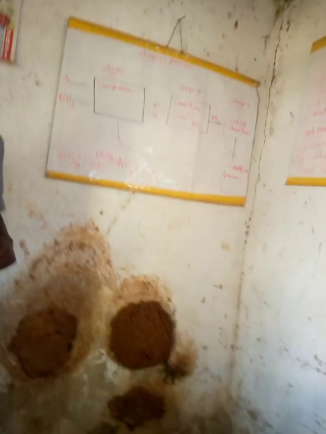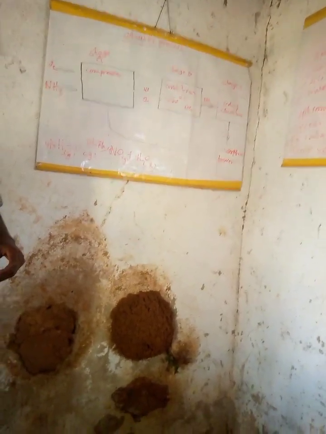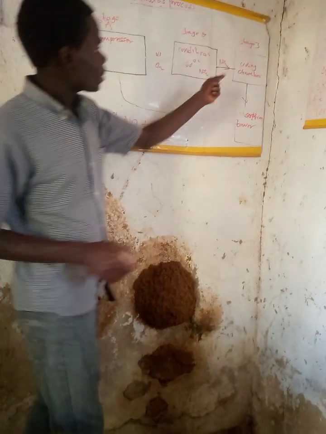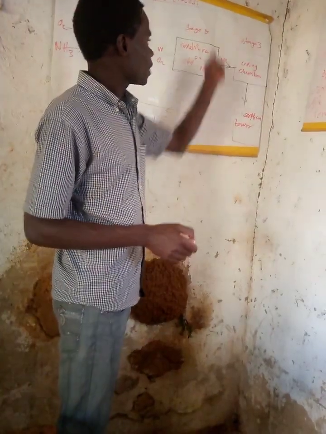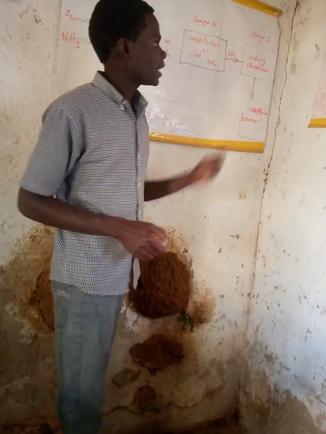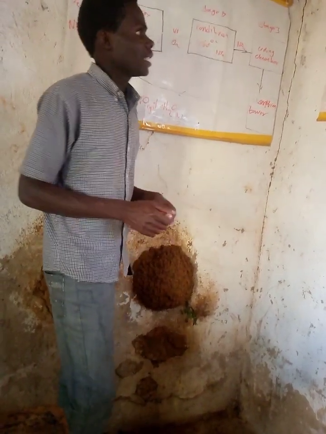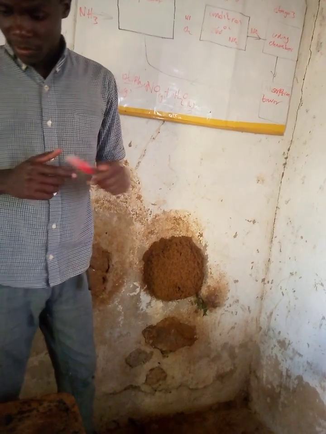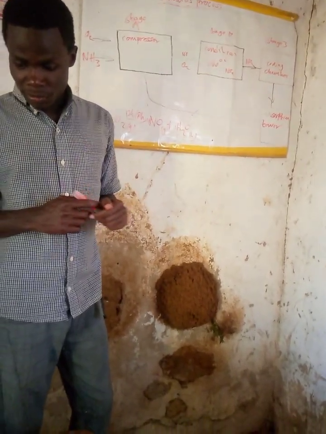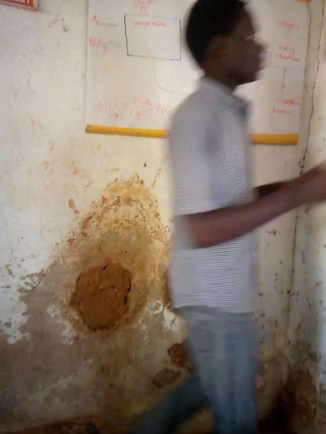So water is added to the nitrogen dioxide to form nitric acid and nitrous acid. That is another equation that you need to write. The equation is going to be nitrogen dioxide plus water.